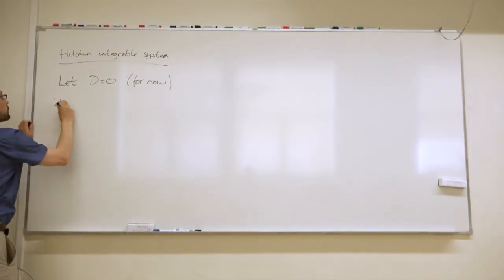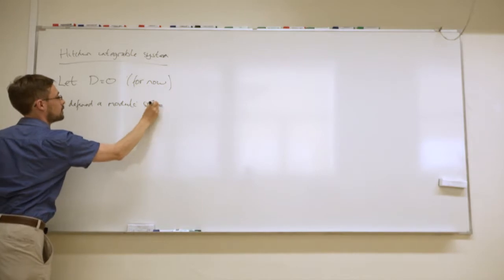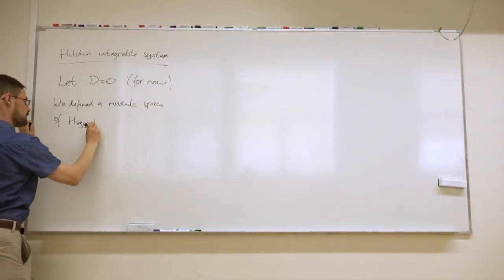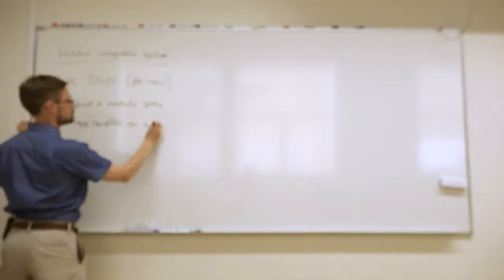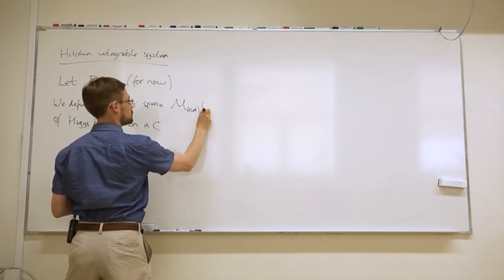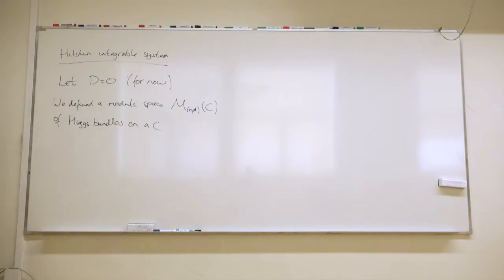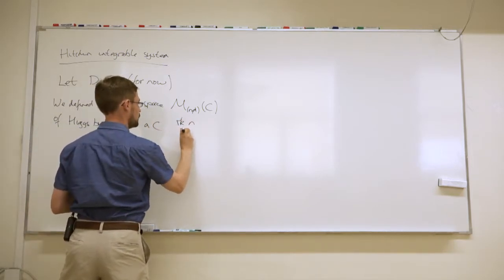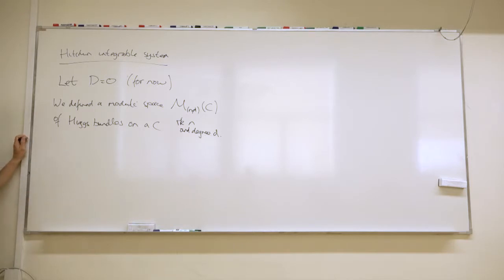So then we defined a moduli space of Higgs bundles on a Riemann surface C. My notation for this was, so you have to fix rank and degree D. Okay, so I guess the first question is, to what extent, if we're going to talk about an integrable system, we need a symplectic form.